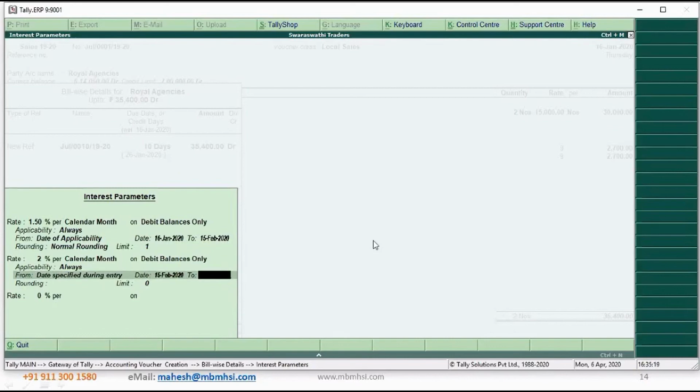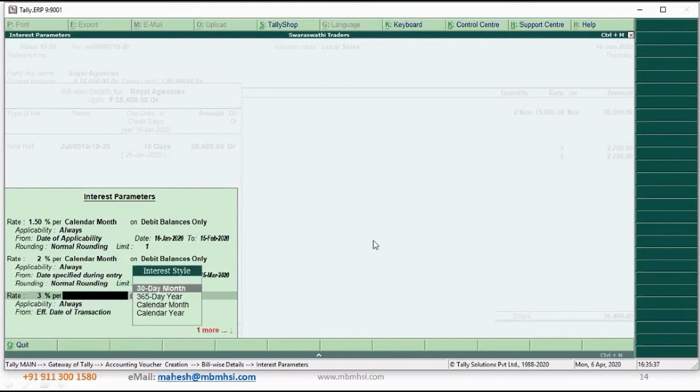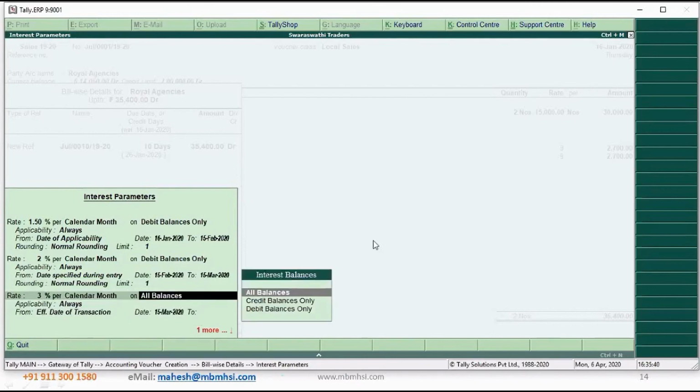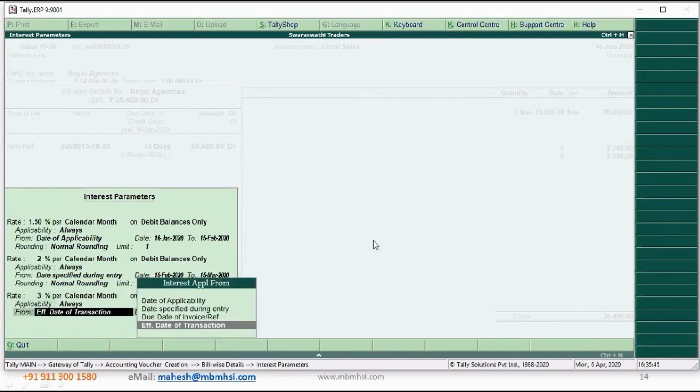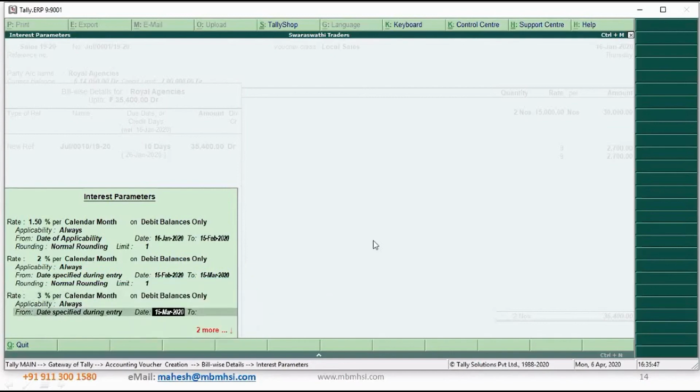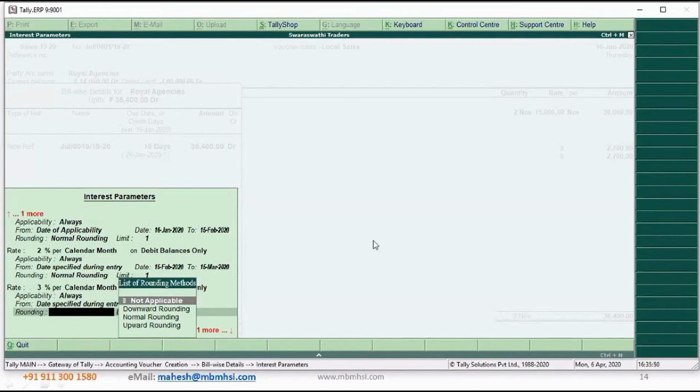Otherwise, if you want to charge a higher percentage, you could also start giving, say, between 15th February to 15th March, if there are any debit balances, I want to charge 2%. Beyond 15th March, I want to charge 3%. So like that, you could go on defining. Here I've just left it blank so that beyond 15th March, it is by default 3%.